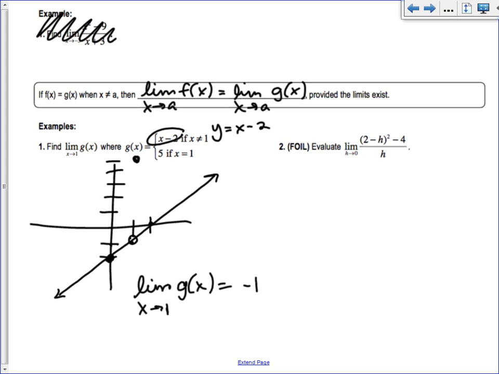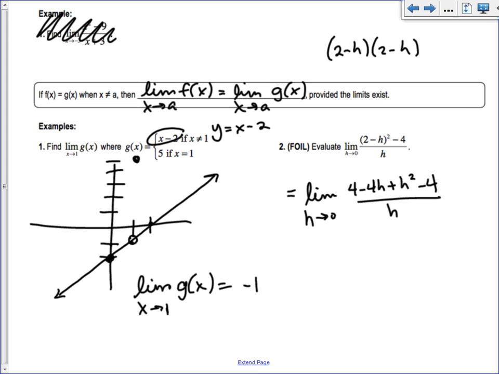All right, so you've seen kind of the factoring trick. There's another trick, which is called the FOIL trick. So if I see the limit as h goes to 0 of (2 minus h) squared minus 4 all over h, right now if you plug in h is 0, do you see you get 0 over 0? So that's bad. So we're going to multiply out. So instead of having 2 minus h squared, I'm going to do 2 minus h times itself. So I'm going to get 4 minus 4h plus h squared minus 4 all over h.